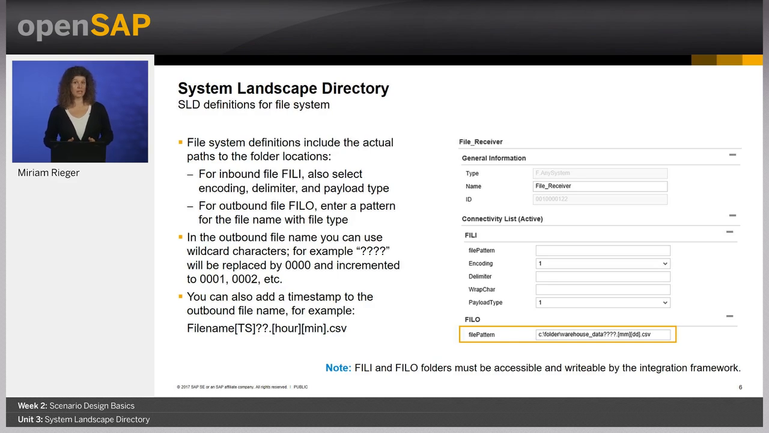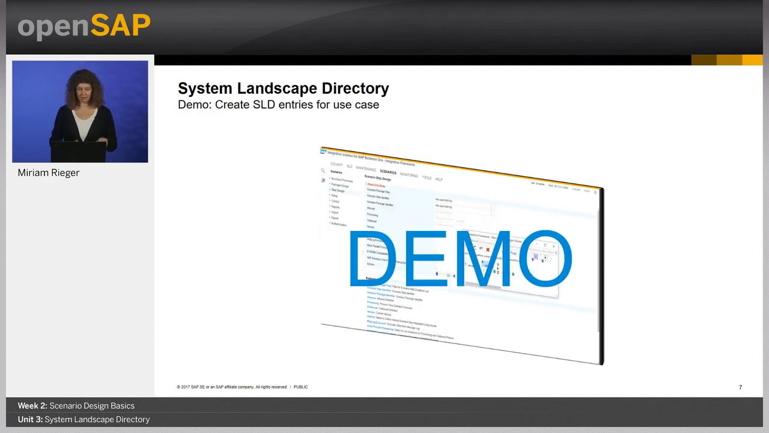You can use wildcard characters, for example, the question marks, as you can see here, which will be replaced by numbers, as you can see here on the slide with the 5 zeros. This will be incremented each time the step runs, so that a previous file is not overwritten. You can also add a timestamp to the file name. Let's go to the system directly and see how this works.